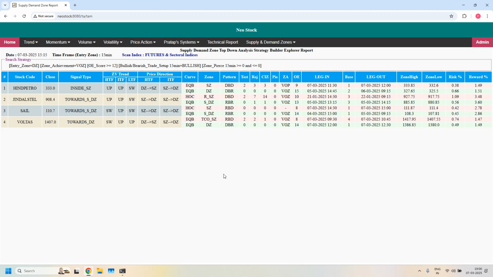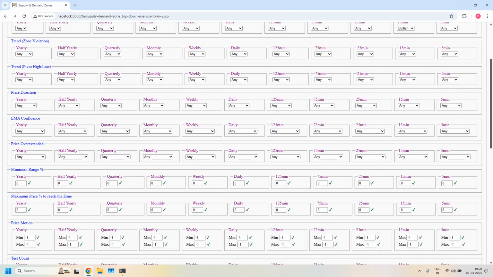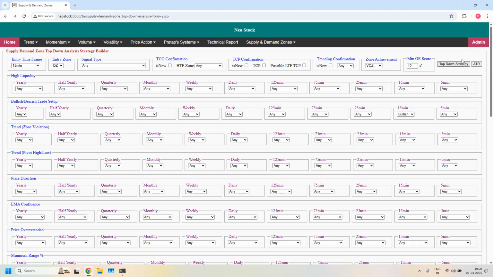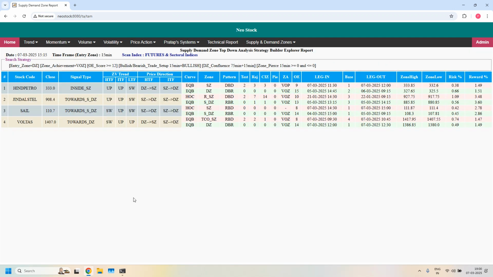First let us filter based on zone confluence, LTF and ITF demand zone confluence. That is 15 minutes and 75 minutes demand zone confluence. So I enable the filter, applying the filter on the 4 stocks. All 4 are filtered. That means all 4 stocks are having LTF and ITF demand zone confluence. That means these 15 minutes demand zones are overlapped with 75 minutes demand zone. And 75 minutes trend is up in all these stocks.